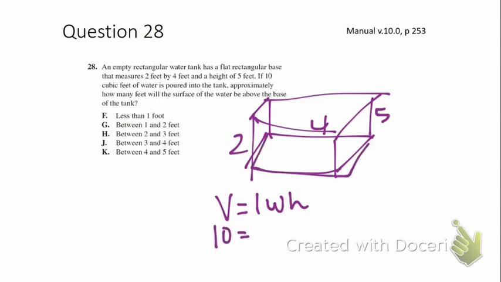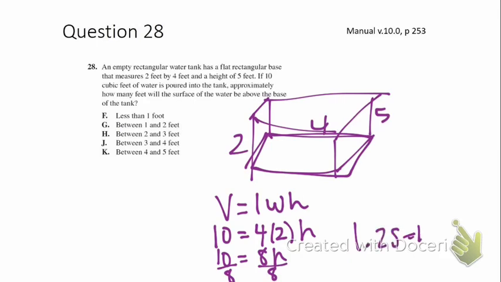The base here is what I'm going to be using. So it's length and width, so it's a 4 by 2. And then the height I need to figure out. That's what I'm solving for. So this is 10 equals 8 times height divided by 8. So that gives me 1.25 is equal to the height, and so that's between 1 and 2. So my answer there is G.